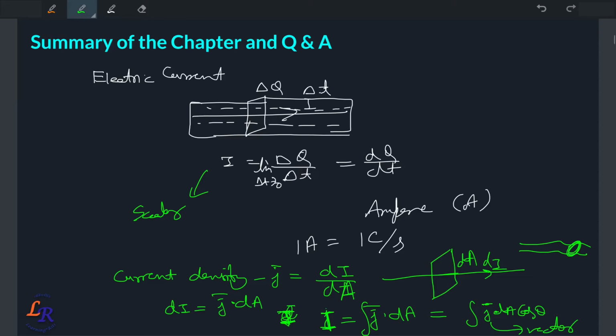Also, whenever we talk about a circuit, we talk about the direction of current, for example in Kirchhoff's law. The current is generally taken as the direction of positive charge flow. In most conductors we are talking about free electrons, so the current direction is opposite to the electron flow. If the electrons flow in this direction, then the current in the circuit will be in the opposite direction. That's a very important aspect you should remember.